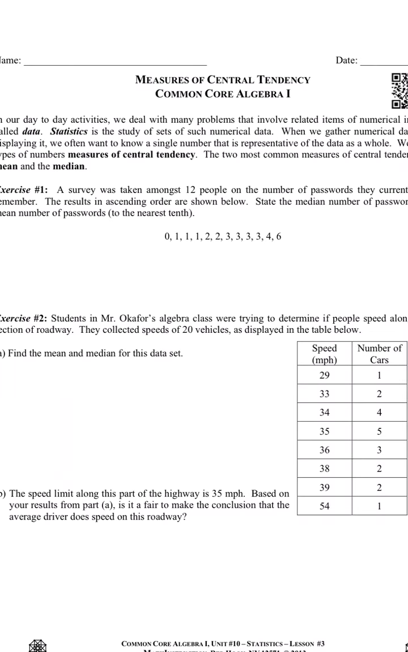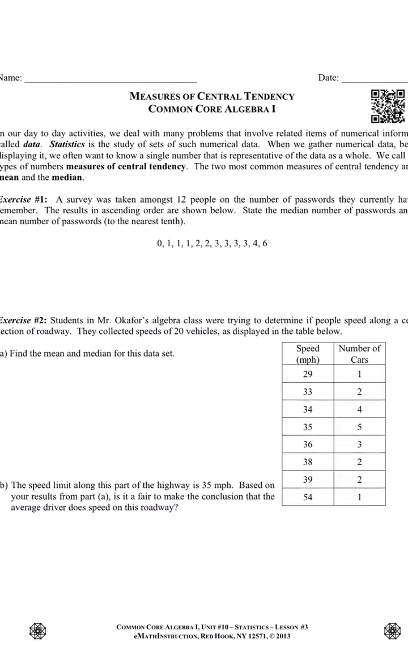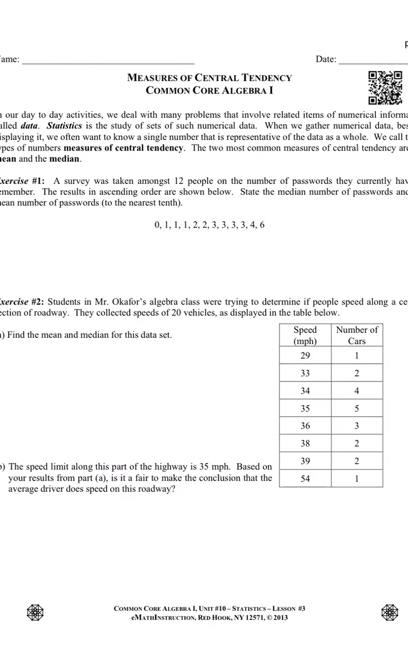It says in our day-to-day activities, we deal with many problems that involve related items of numerical information called data. Statistics is the study of sets of such numerical data. When we gather numerical data, besides displaying it, we often want to know a single number that is representative of the data as a whole. We call these types of numbers measures of central tendency. The two most common measures of central tendency are the mean and median.